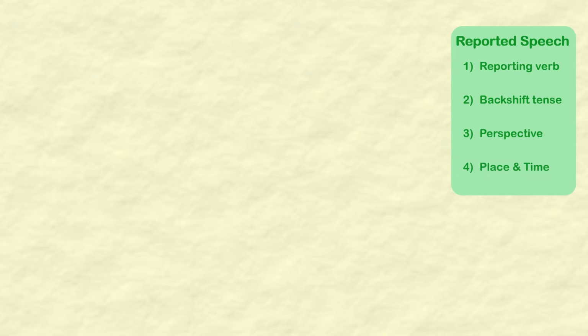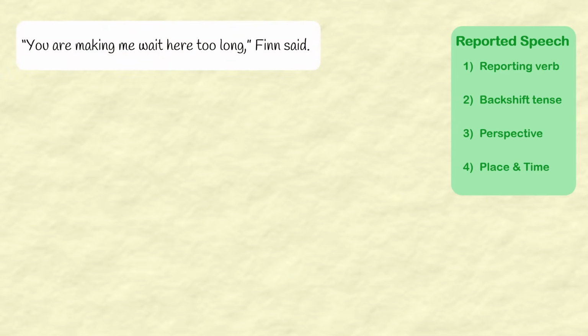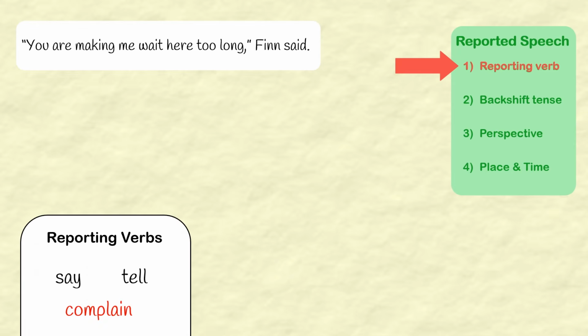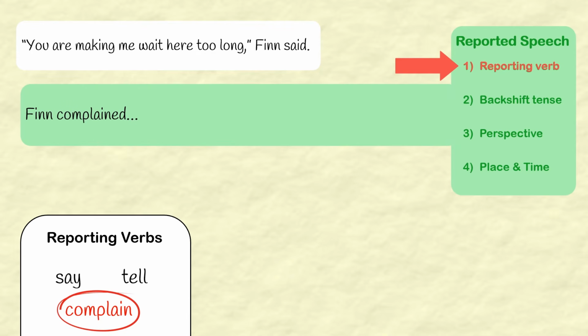Let's go through another example. You are making me wait here too long, Finn said. Step 1. Choose reporting verb. This time I'm going to use a different reporting verb, complain. Complain is used when someone expresses dissatisfaction or annoyance about something. Finn complained.